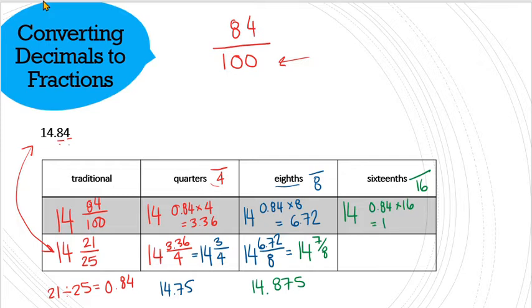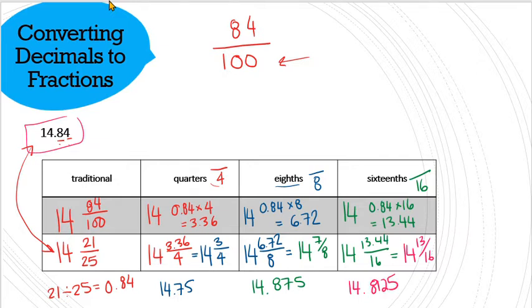That's going to give me 13.44. Here we go again. We have 14 and 13.44 over 16, which is closest to 14 and 13/16. And once again, if we divide 13 by 16 just to see how close we are to 14.84, we're going to get 14.8125. So getting closer and closer, but never quite exact like 14 and 21 over 25 was.